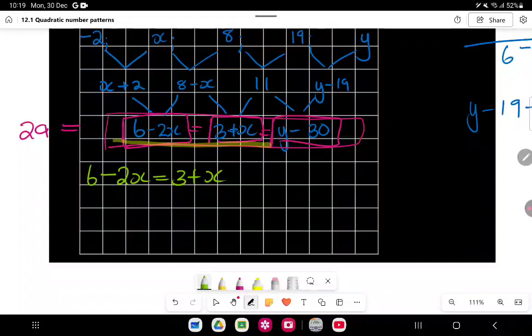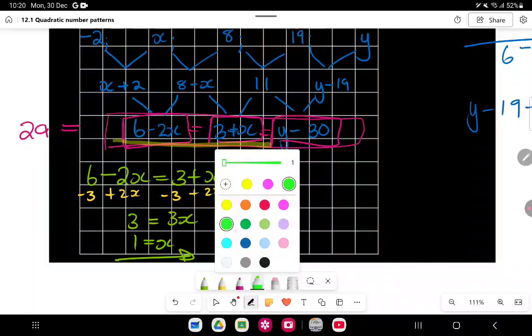What can we do? Depending on what you want to do, we can say plus 2x on both sides, and then minus 3 on both sides. So this gives us 6 minus 3 is 3, which is equal to 3x, and then you divide by 3 on both sides, so x is equal to 1. Now we've got the value of x.